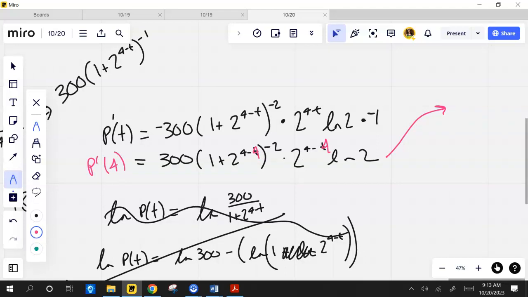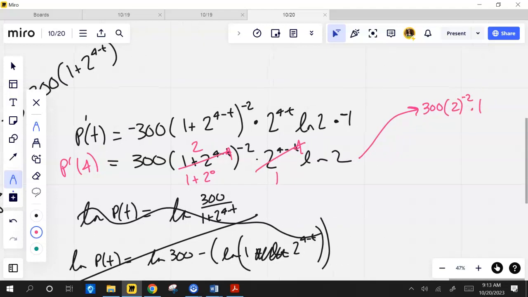All right, so this is 2 to the 0. Anything to the 0 power is 1. So this whole thing here is going to become 2. Y'all agree with that? Because this is 1 plus 2 to the 0, so that's 1 plus 1, which is 2. This is just going to become 1 because it's 2 to the 0. So I'm going to have 300 times 2 to the -2 times 1 times the natural log of 2.